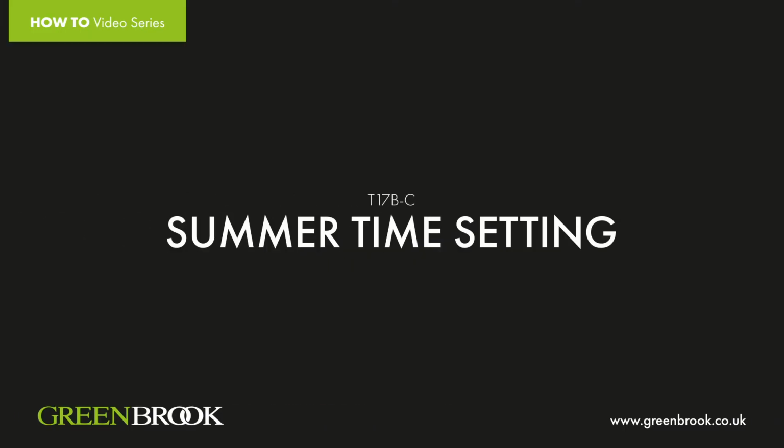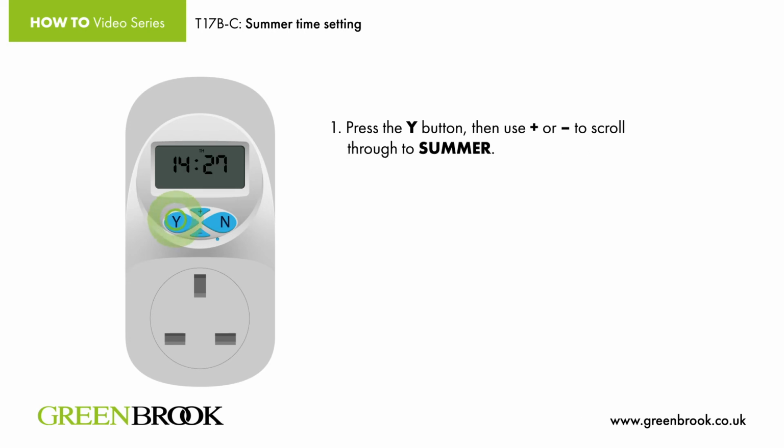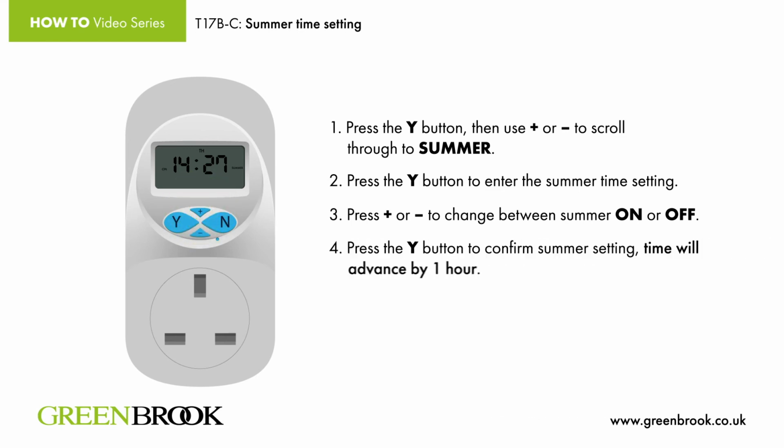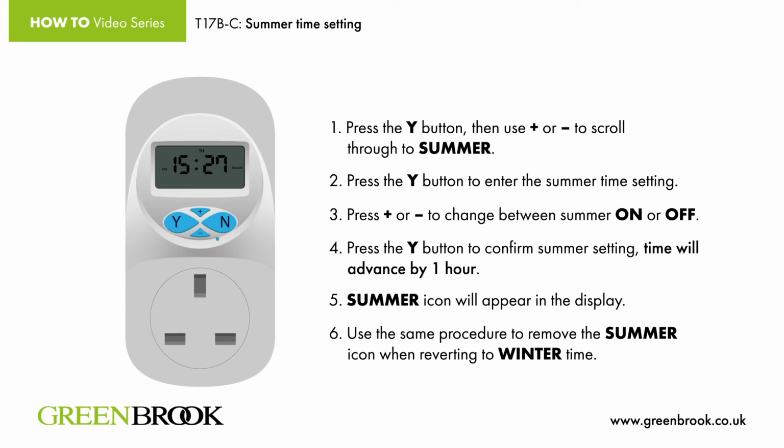Summertime settings. 1. Press the Y button, then use plus or minus to scroll through to summer. 2. Press the Y button to enter the summertime setting. 3. Press plus or minus to change between summer on or off. 4. Press the Y button to confirm summer setting. Time will advance by 1 hour. 5. Summer icon will appear in the display. 6. Use the same procedure to remove the summer icon when reverting to winter time.